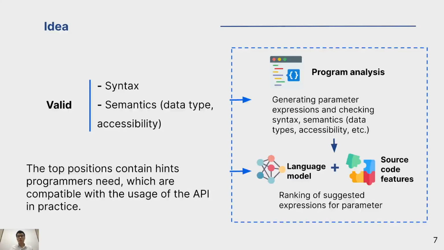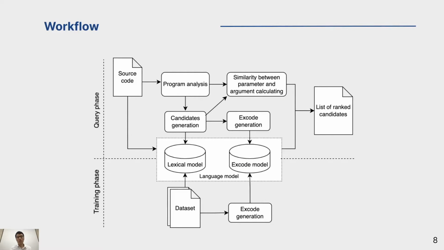Section 2. So, to achieve the above two goals, we propose an effective solution. First, we analyze the program to find the suggestion with suitable syntax and semantic. Then, we use the language model and shortcode feature to rank the suggestion. The overall process is as follows.